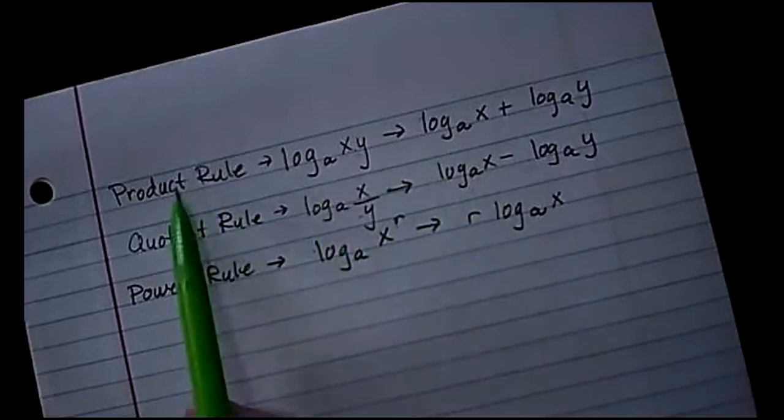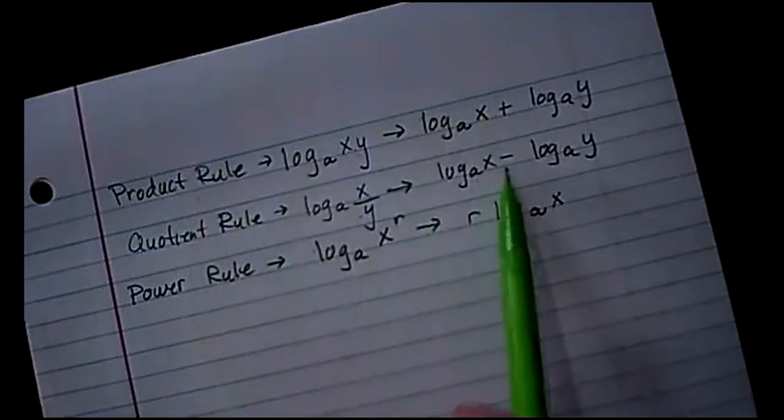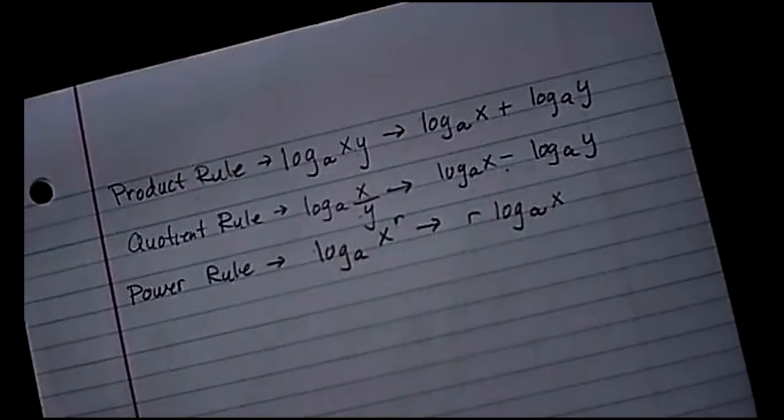All right, so you need to know those. You need to know that the product goes with addition, quotient goes with subtraction, and the power rule brings that to the front as kind of like a coefficient in front of that.